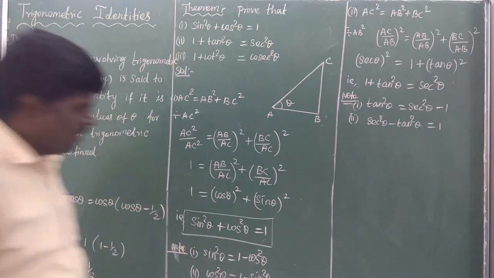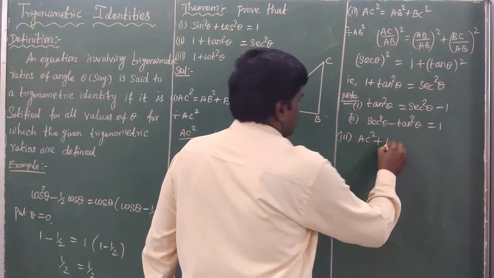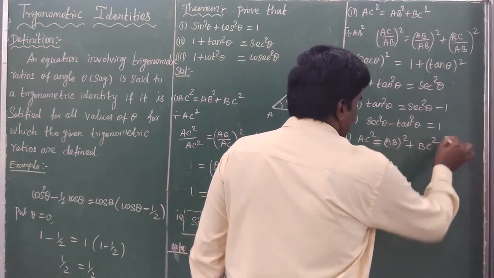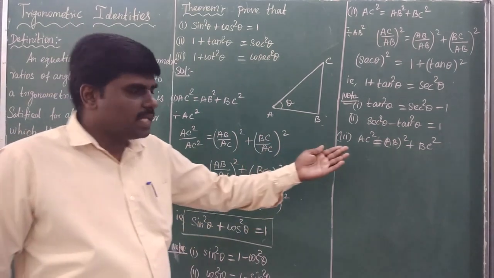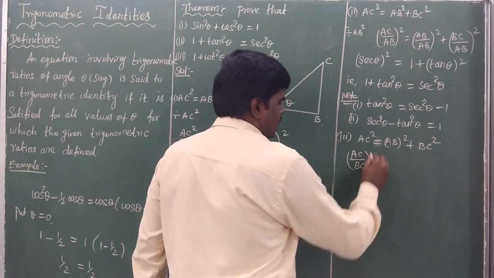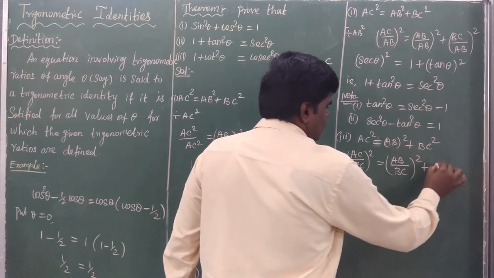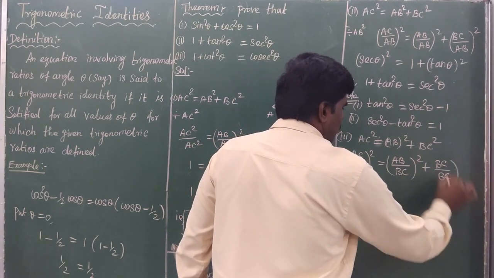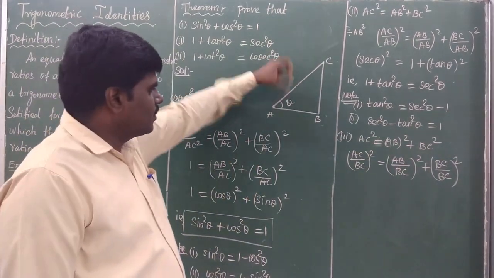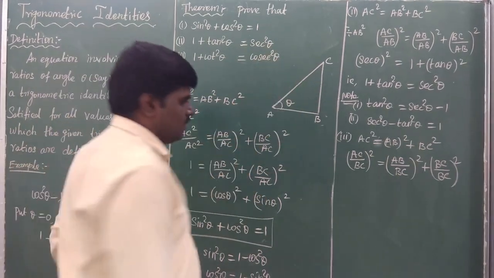Next, the third one, with the same Pythagoras theorem concept. AC square is equal to AB square plus BC square. This time divide the entire equation by BC square. AC by BC the whole square is equal to AB by BC the whole square plus BC by BC the whole square. AC by BC is hypotenuse by opposite side, which is cosecant theta.